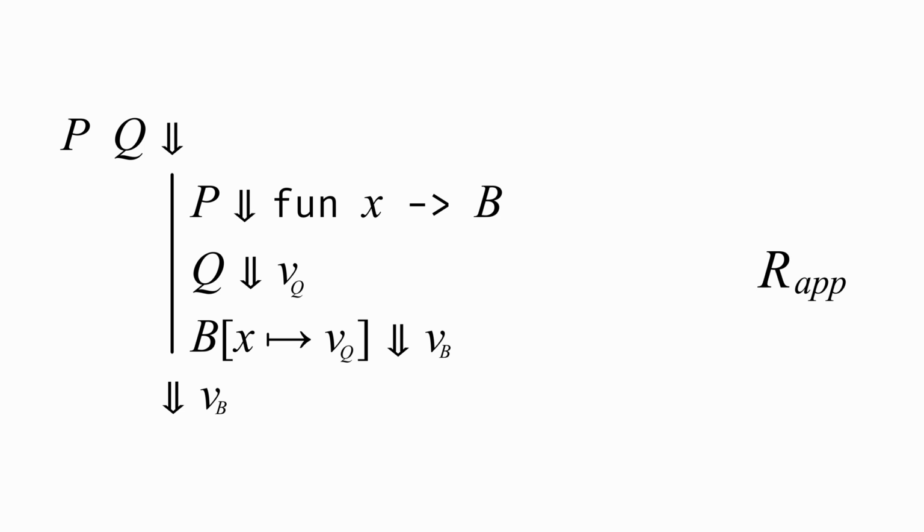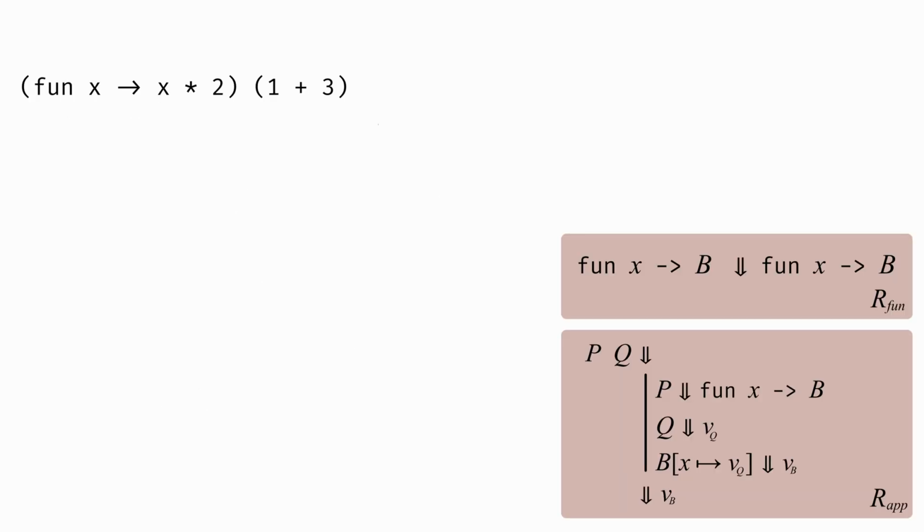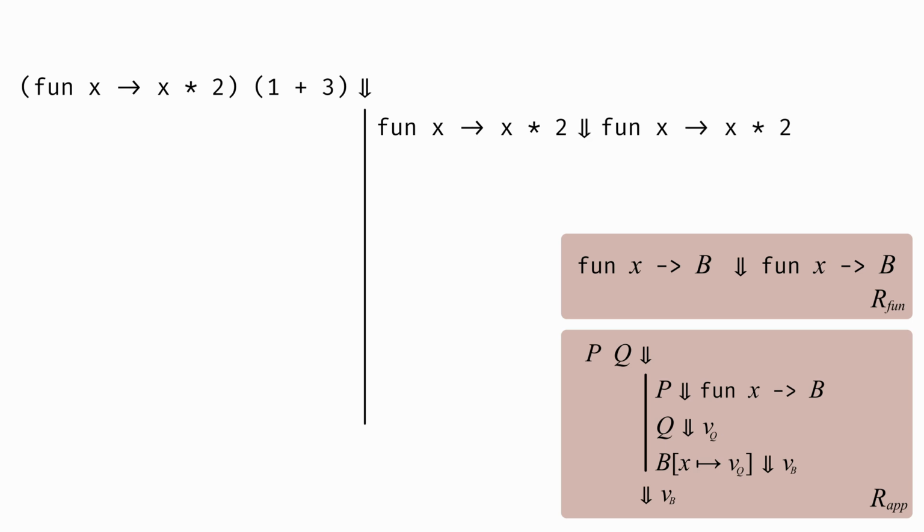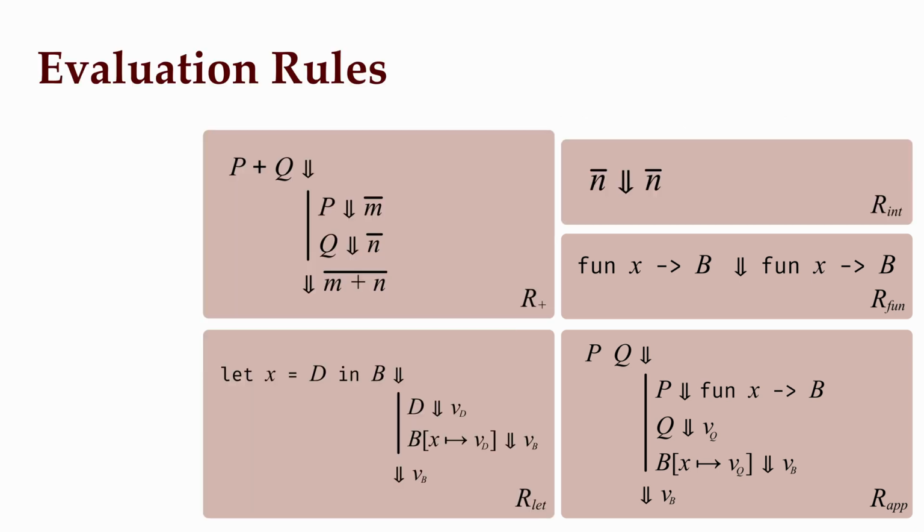So for example, if we had the expression (fun x -> x times 2) (1 plus 3), we'd first evaluate the left expression, which is just a function, to itself. Then we'd evaluate the right expression, 1 plus 3, to a value 4, following our existing rules. And then we'd take the body of the function, x times 2, and substitute occurrences of x with this argument value 4, giving us 4 times 2, which again evaluates to 8. These rules then make up the evaluation rules for many of the common parts of the OCaml language.